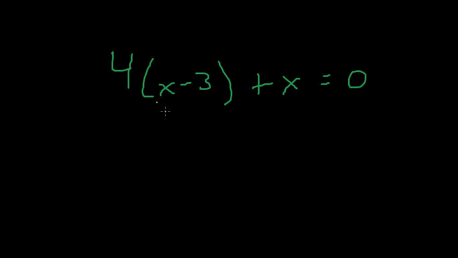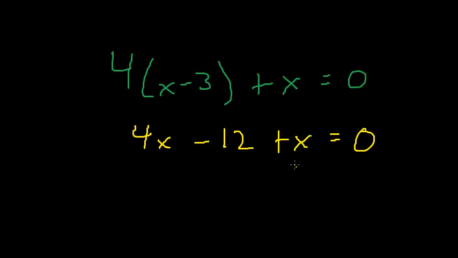So that we can eventually combine these x terms that we have. So 4 times x gives me 4x, 4 times negative 3 is a negative 12, and then I add my x here, and that's equal to 0. I'll combine my like terms. 4x plus x gives me 5x, minus my 12 equals 0.